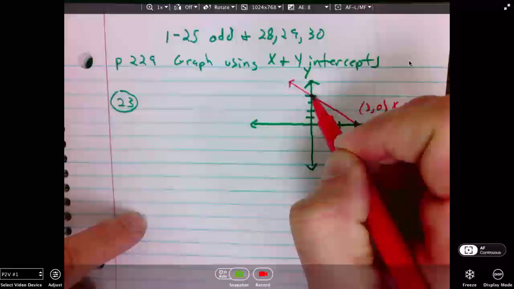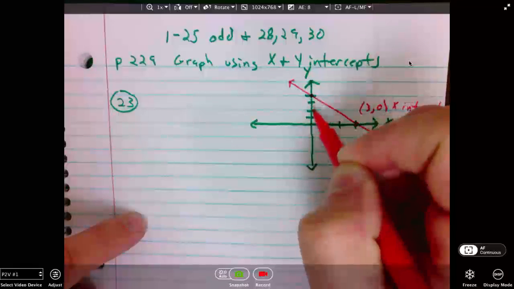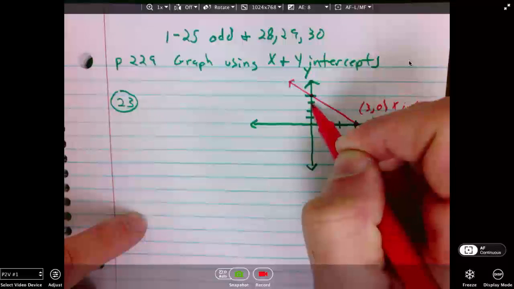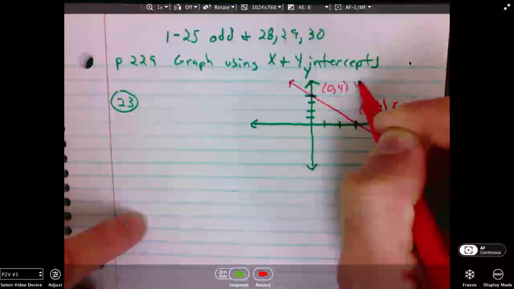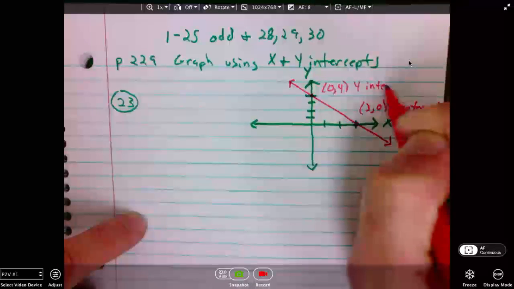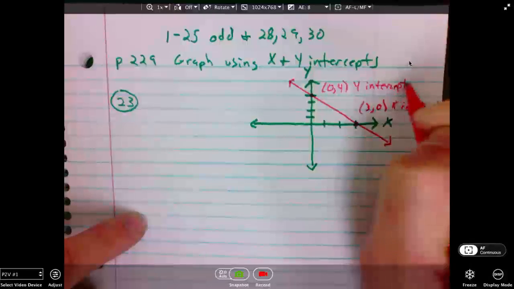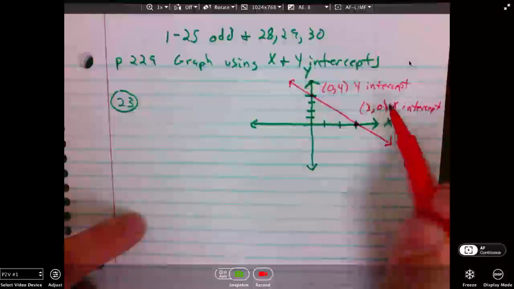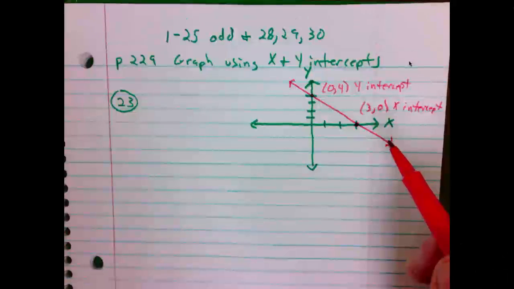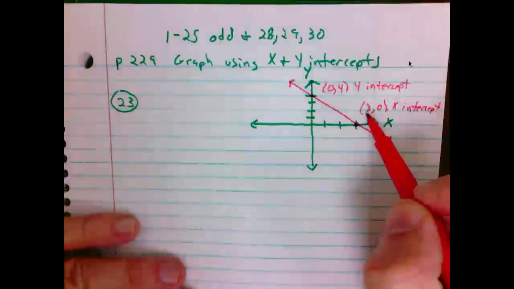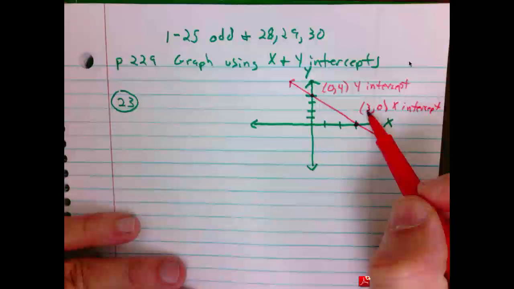This point here is called the y-intercept. It is 0, 1, 2, 3, 4. 0, 4. The y-intercept. You will notice at the intercepts, one of the coordinates is 0. That'll always be the case. The other coordinate is the intercept.